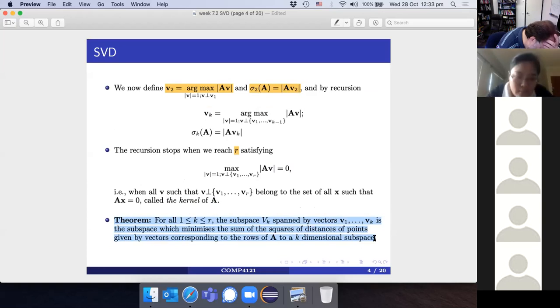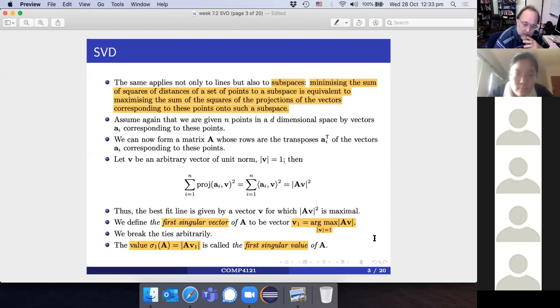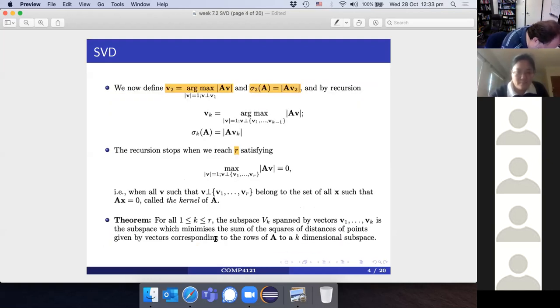In the previous slide, in the second last line, what do you mean by we break the ties arbitrarily? As long as you can find a V satisfying this condition, which means a V with the length of V equal to 1 that maximizes it, because you may find many. As soon as you find one, you can break it. Okay, thanks. If you have any question, just unmute yourself.